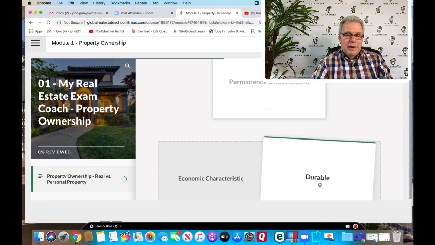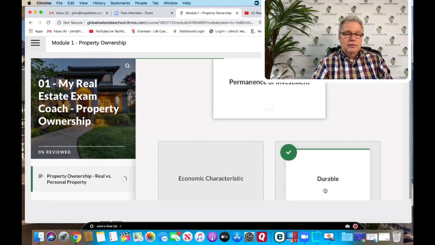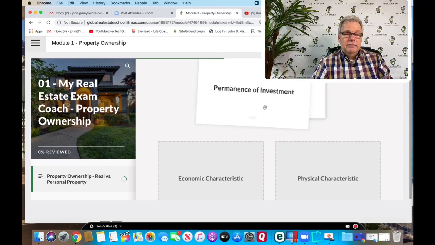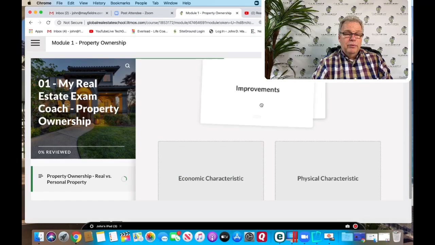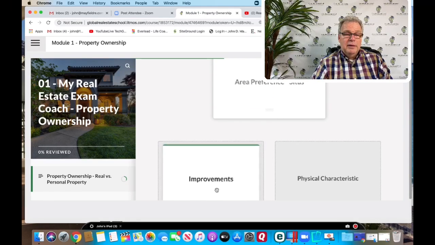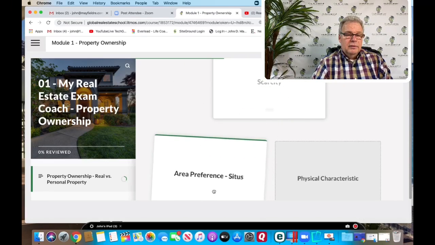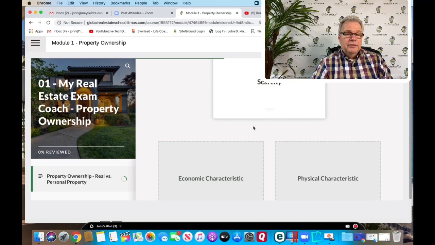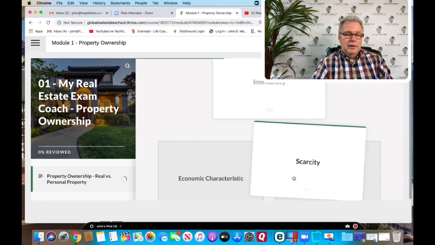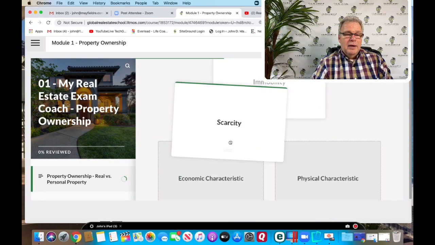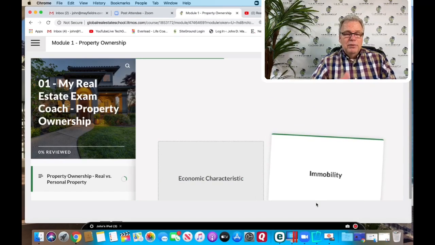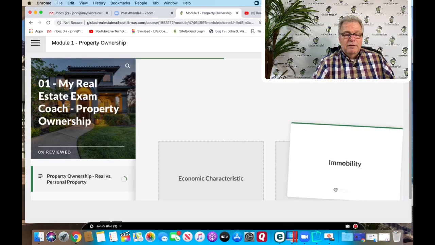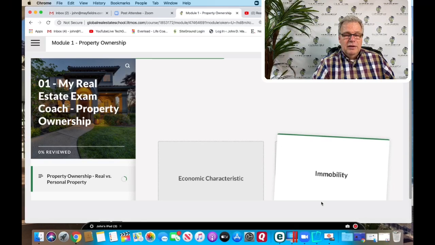Durable, again, I think that's a physical characteristic of real estate. Permanence of investment, that's an economic characteristic. Improvements, again, economic characteristic of real estate. Area preference, economic. Scarcity, which one of those would you put it in? I'd put it economic. Immobility, you can't move land, so it's a physical characteristic. It's immobile.